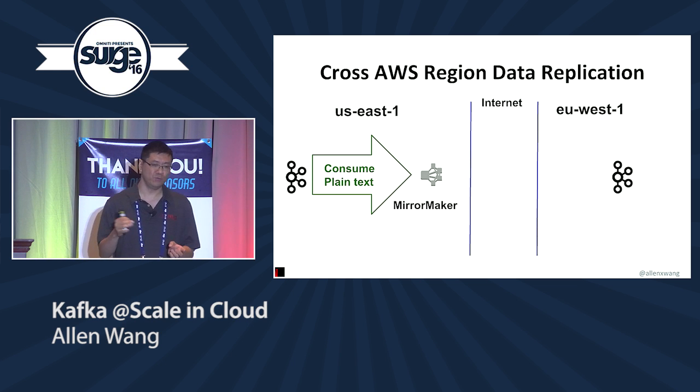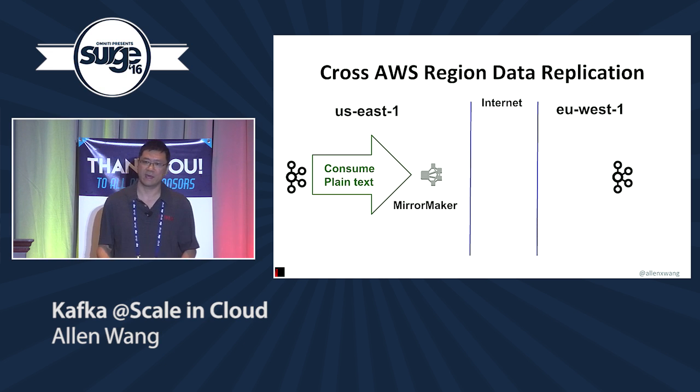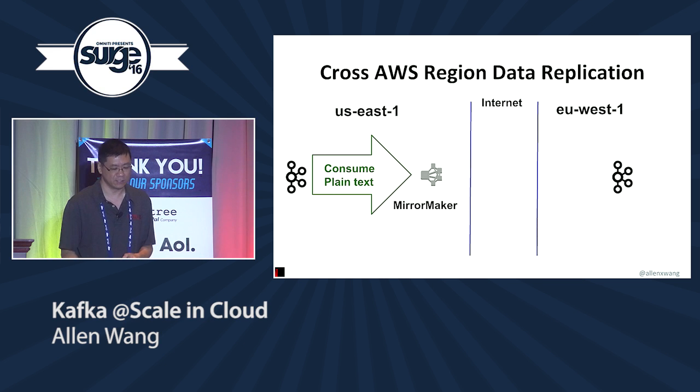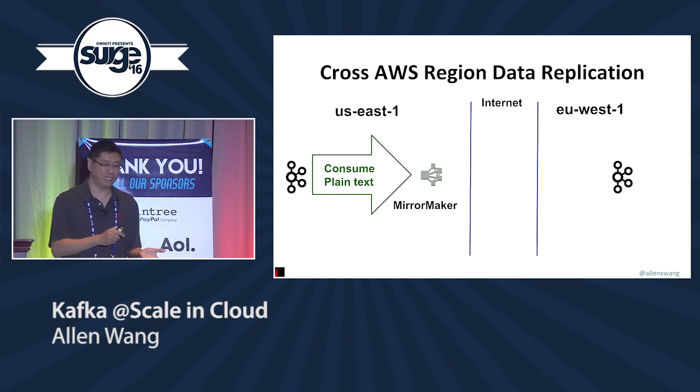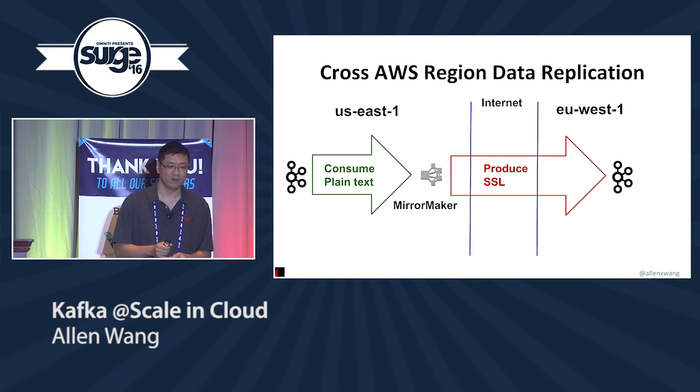And it will consume using plain text because it's in the same region. It can just use the security group and plain text to make things simple. Then, in order to send the data across the internet securely, we use SSL for producing.